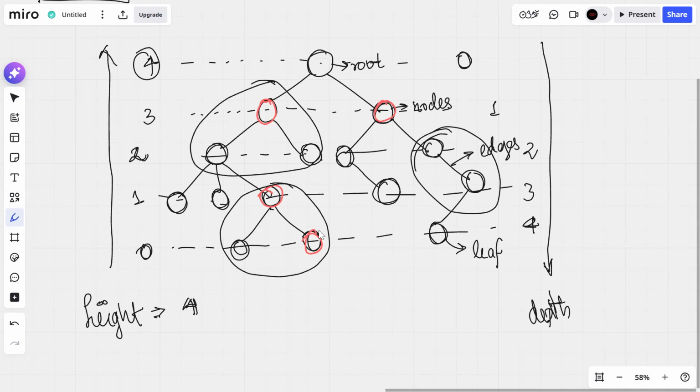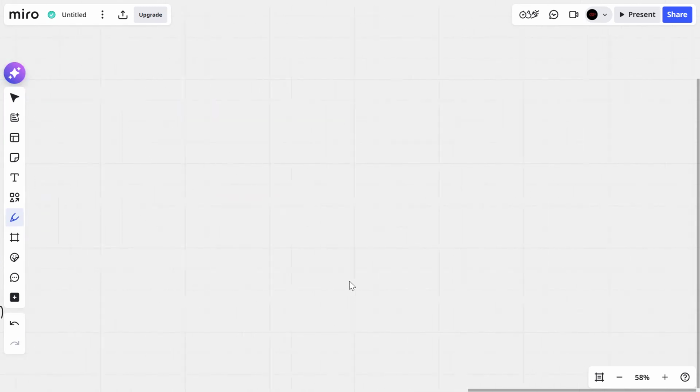Those are all the tree terminologies. I'll give a small introduction to a binary tree, what a binary tree is, and then we'll wind up this session. Actually, tree ADT branches into many different trees. You have binary trees, B trees, BSTs, AVL trees.